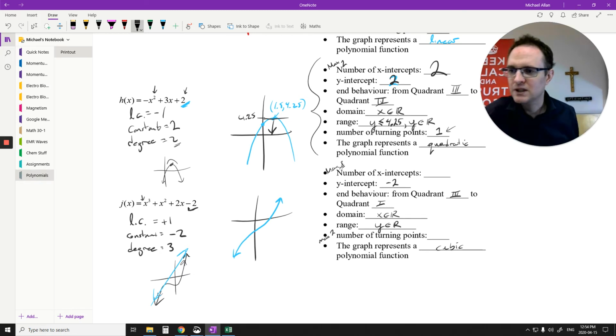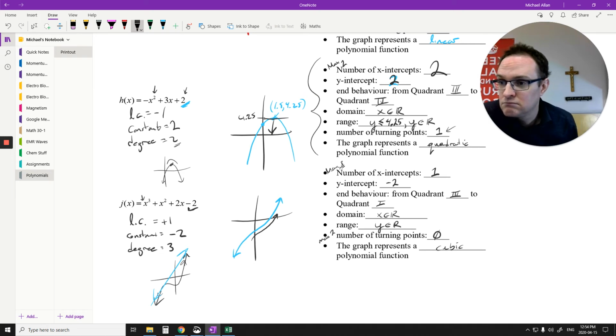And down. Okay. My cubic graph down here has 1 x-intercept and 0 turning points. It's always going upwards. It doesn't ever go back down, so it doesn't come back down on itself. Sometimes it does, sometimes it doesn't. The max would have been 2. In this case, there was none. Cool.